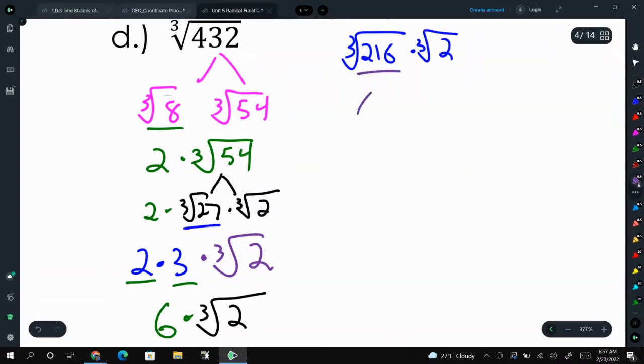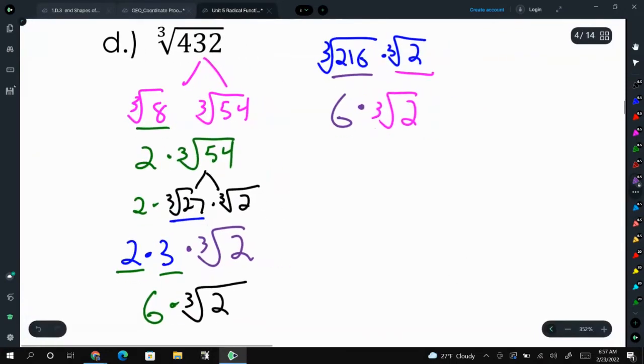And then this would be 6 times the cube root of 2. So we get the same answer if we don't use the biggest perfect cube. You know, that's why I've been saying if you're unsure, always start small and then you can keep going.